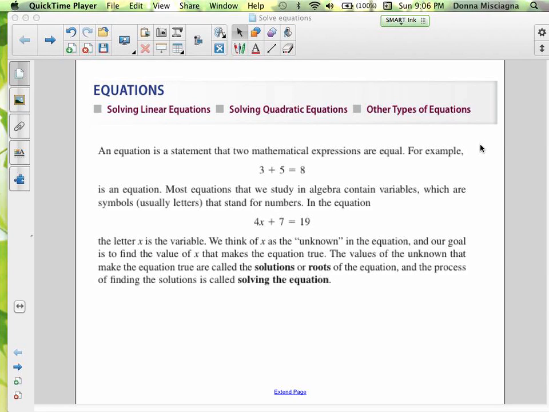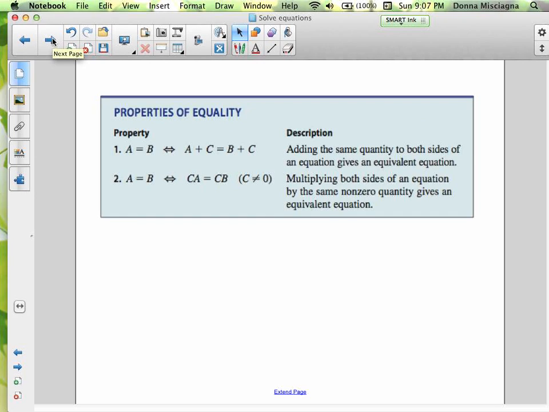The values of the unknown that make the equation true are called the solutions or roots of the equation, and the process of finding the solutions is called solving the equation. Properties of equality. So this is in your notes. The first property, a equals b, is equivalent to a plus c equals b plus c. In other words, adding the same quantity to both sides of an equation gives an equivalent equation.